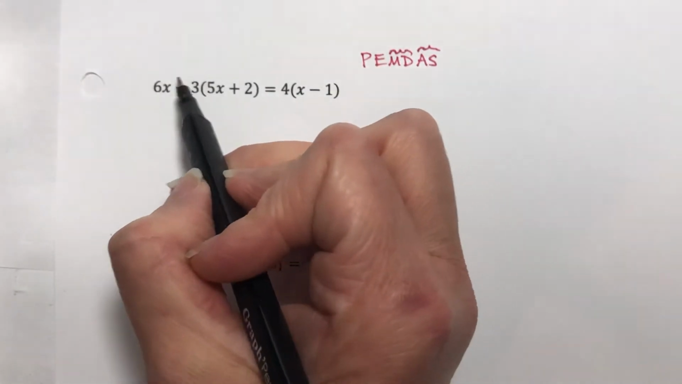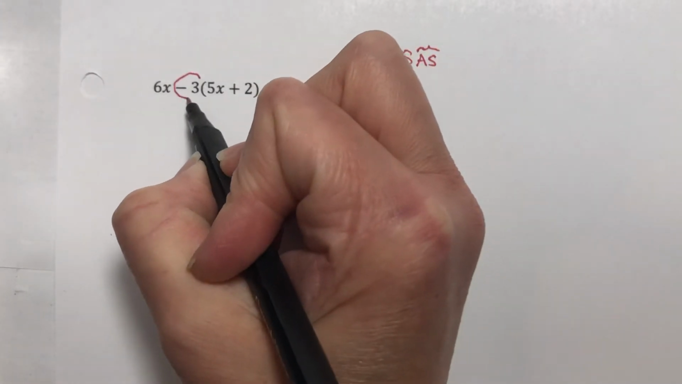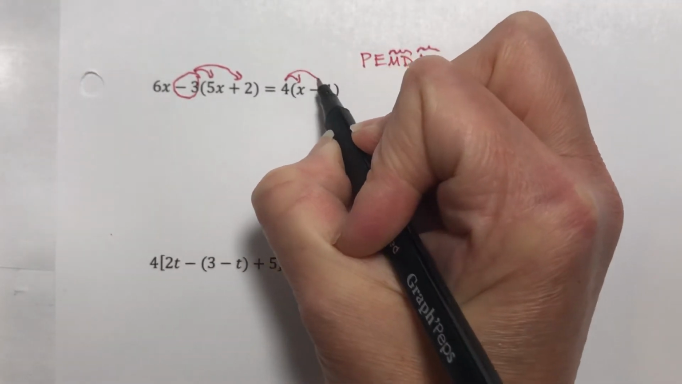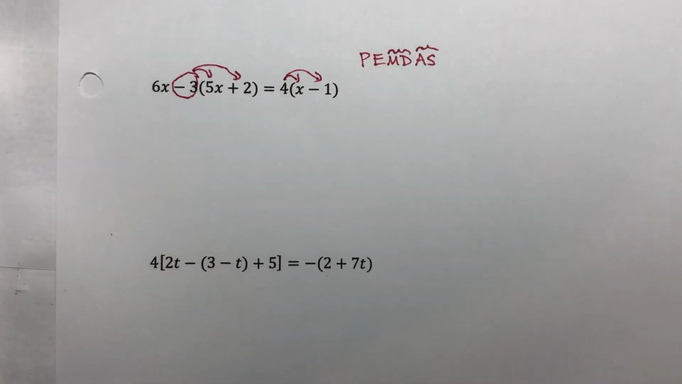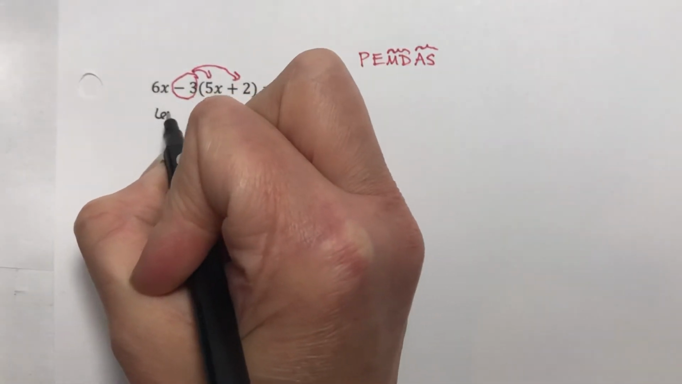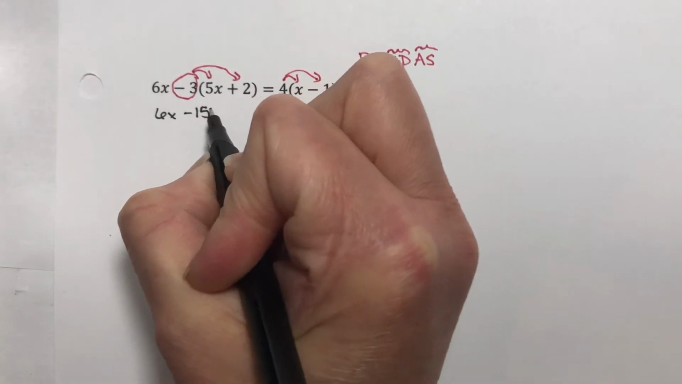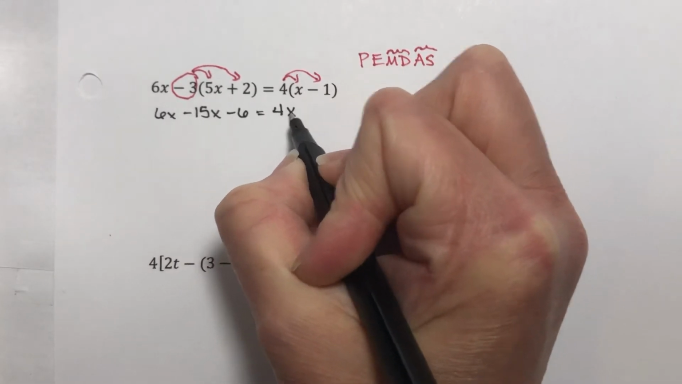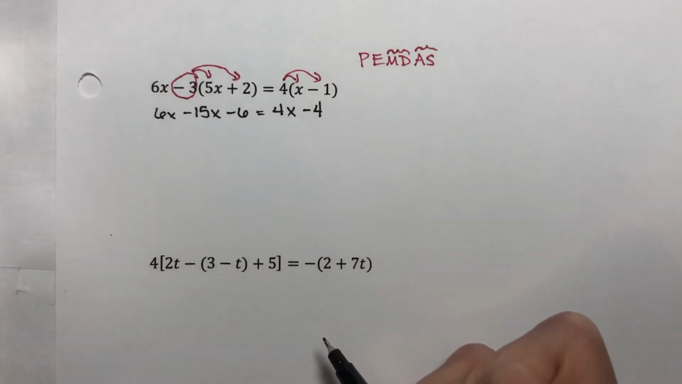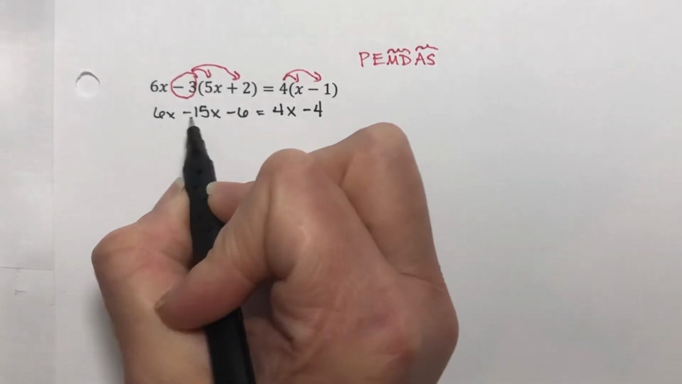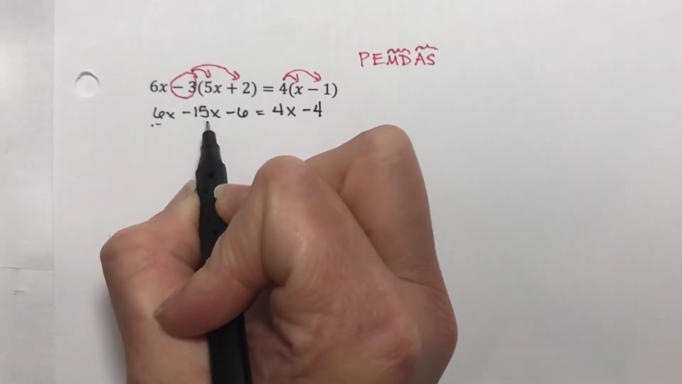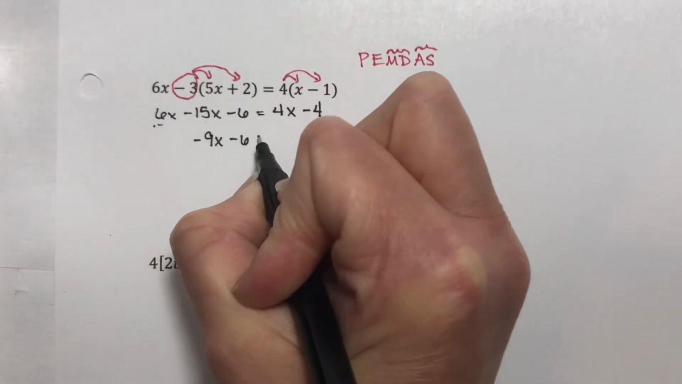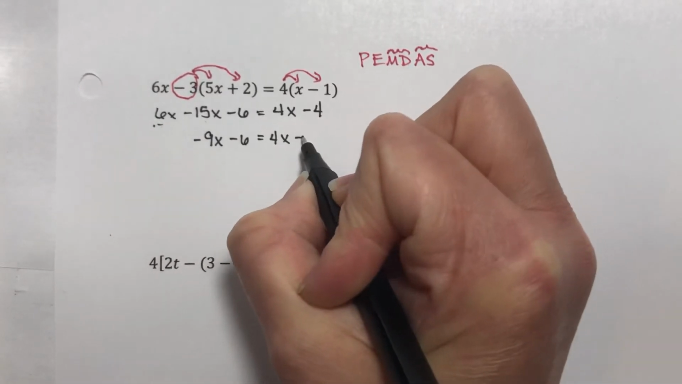Now what I have here is a -3. I need to distribute that -3 all the way through here, and then the +4 here. So what that gives me is 6x minus 15x minus 6 is equal to 4x minus 4. Now right here we have like terms. 6x minus 15x would be -9x. Then minus 6 is equal to 4x minus 4.